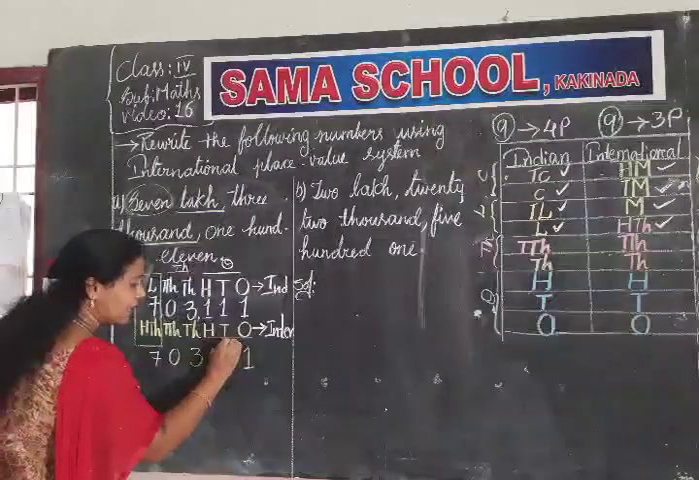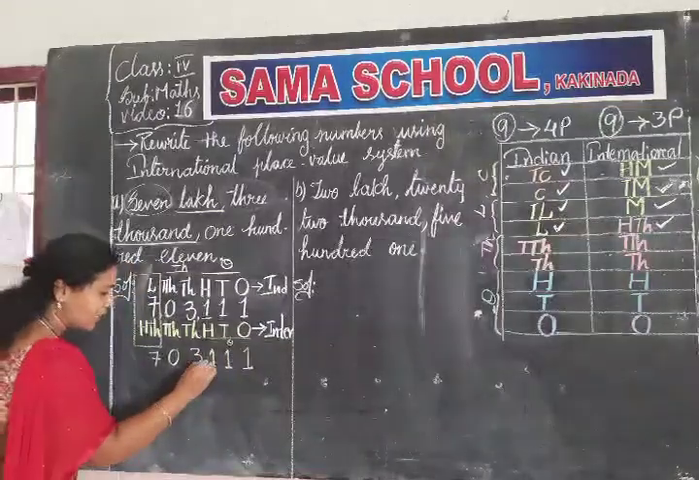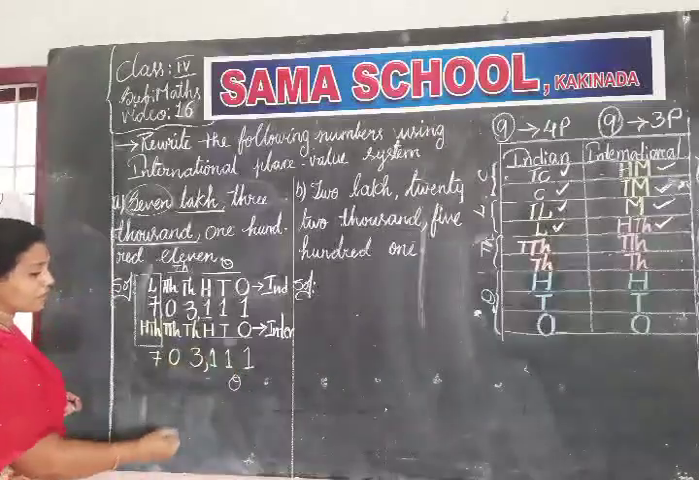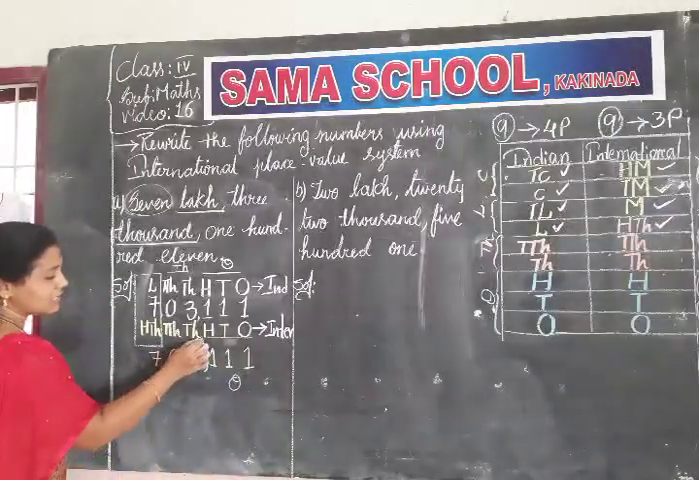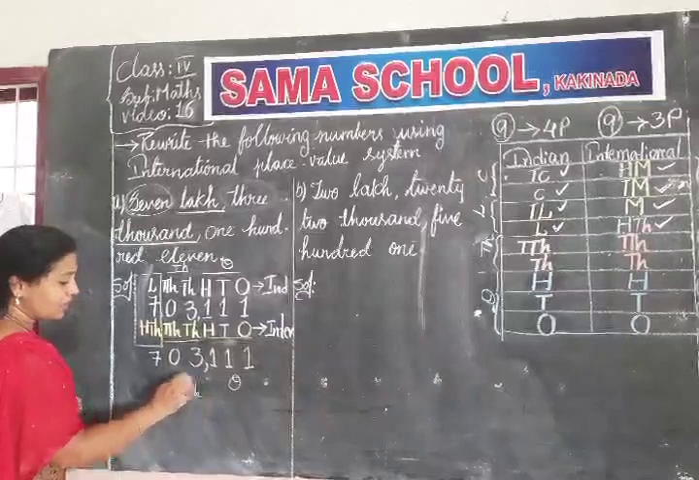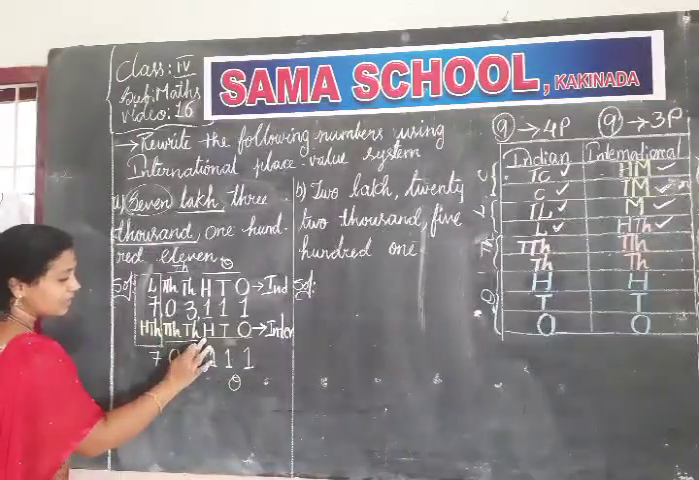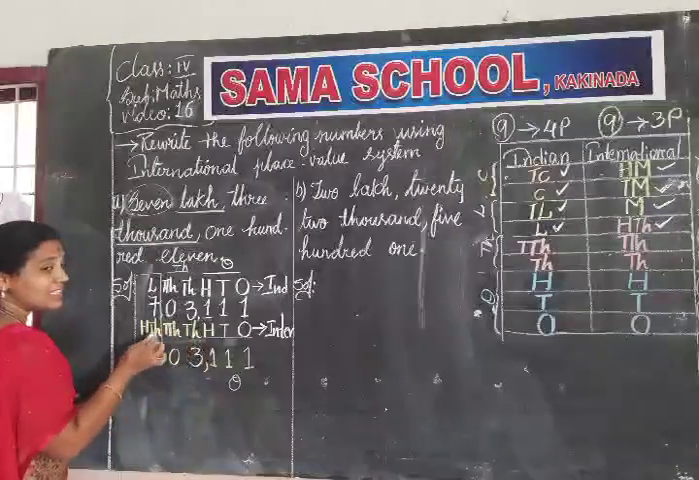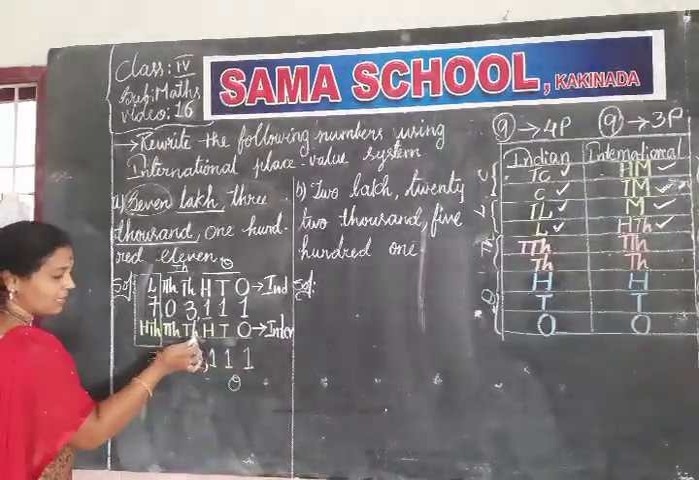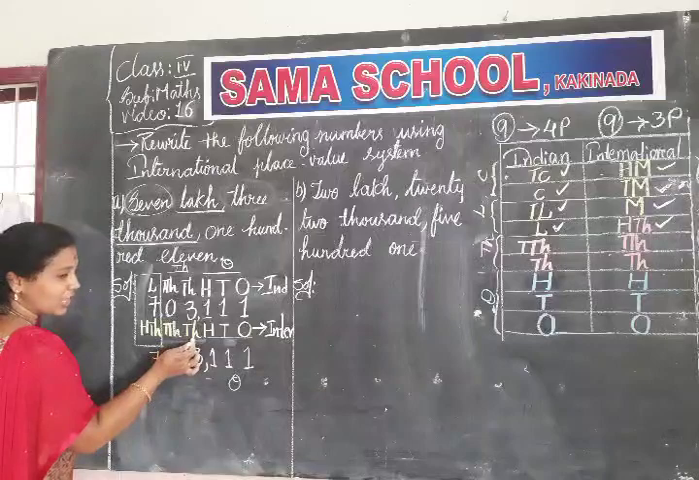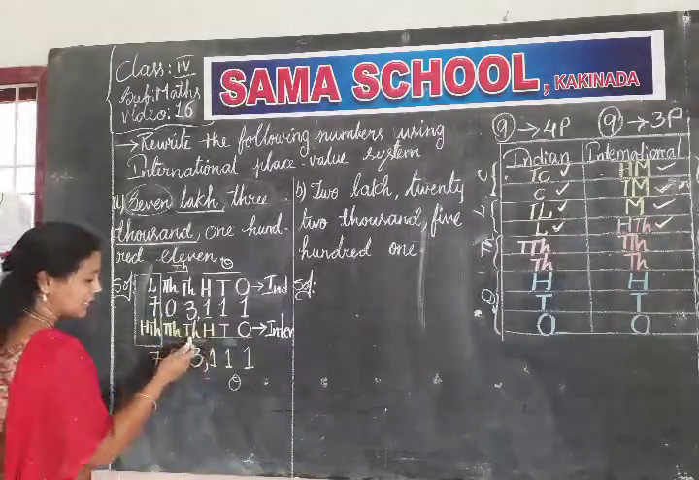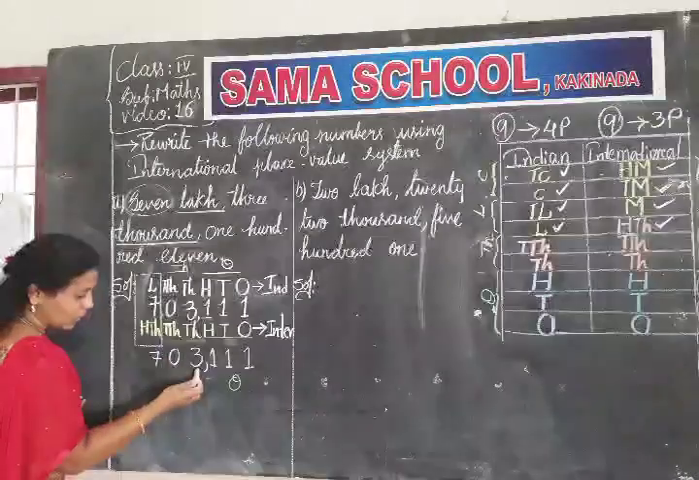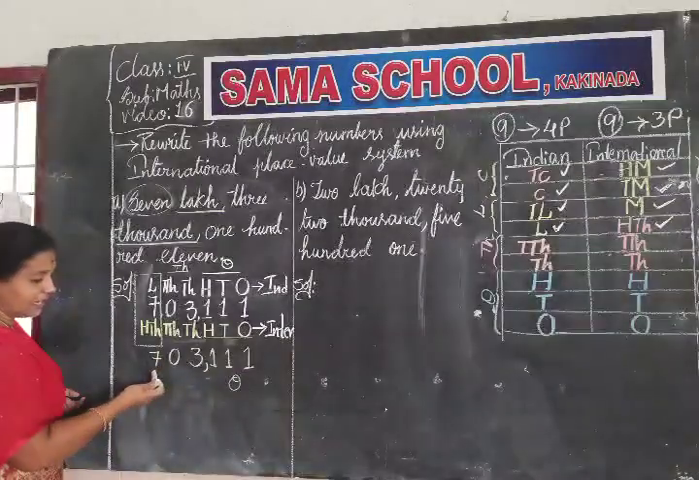After the 1's period, keep a comma. After the 1000's period keep a comma. Here, in the 1000's period we have 3 places. How many places? 3 places: 1,000, 10,000, 100,000.